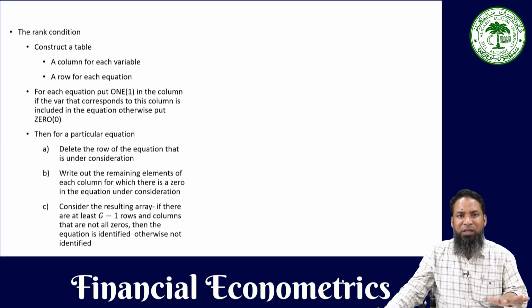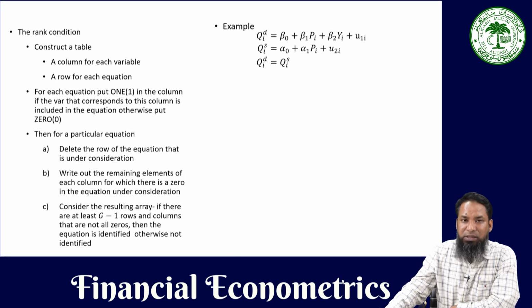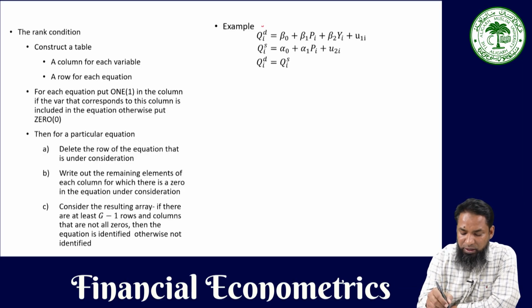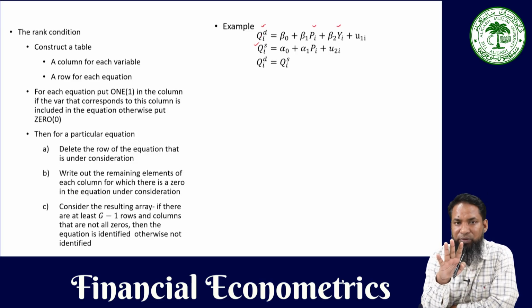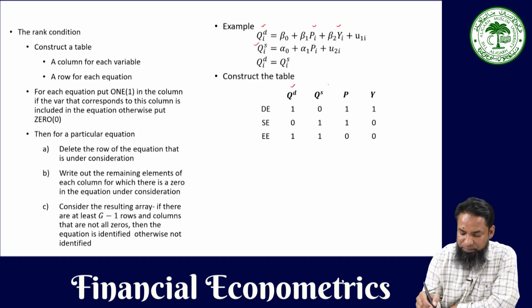So let us take an example, then it will be very clear what we mean by these conditions. First we will construct the table. How many variables do we have here? We have quantity demanded, price, income, and quantity supplied. So that means we have 4 variables in the system, so there should be 4 columns. How many equations do we have? We have 3 equations, so there should be 3 rows. So the first thing, construct the table here. We have 4 columns and 3 rows: the demand equation, supply equation, and equilibrium condition.